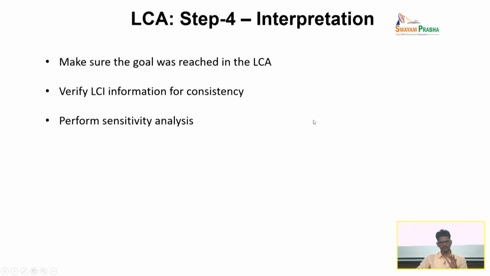Then step 4. Step 4 is how do we interpret this data? What do we make out of this? What are the conclusions we can draw? So, here again we have to make sure that the goals are achieved at the end of the LCA cycle. That means the database should have adequate information to calculate the things that you wanted to calculate, that is set in the goal.